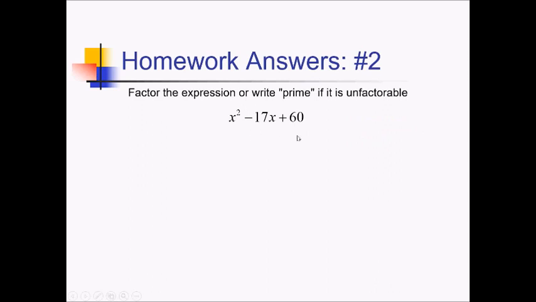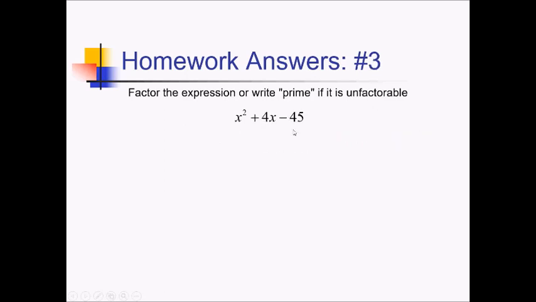On this problem, to factor this out, we're looking for factors of 60 that add up to negative 17. Since they multiply to a positive, you know they're the same sign, and if they add up to a negative, they must both be negative. So, 1 and 60 doesn't work, 2 and 30, nope, 3 and 20, nope, how about 4 and 15? We're getting closer, but not quite. 5 and 12 would work if we had negative 5 and negative 12. So we're going to write x minus 5, x minus 12.